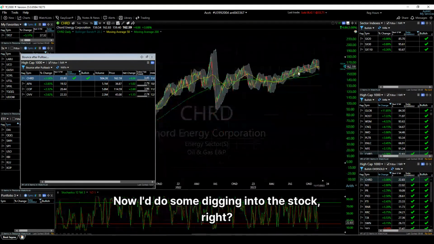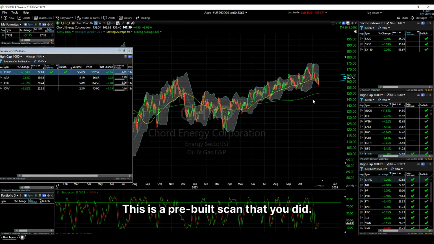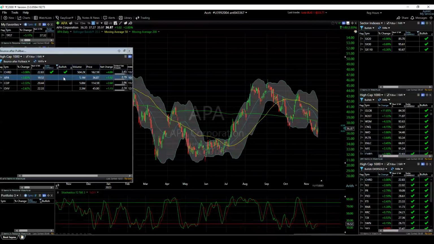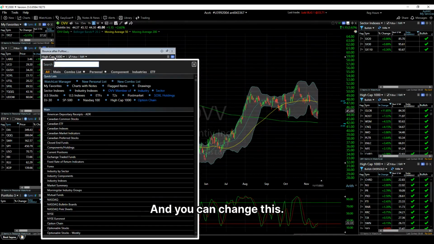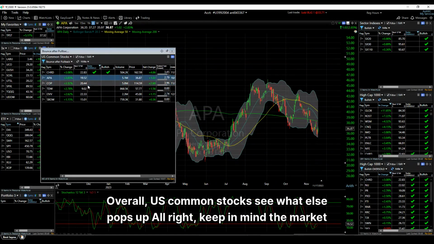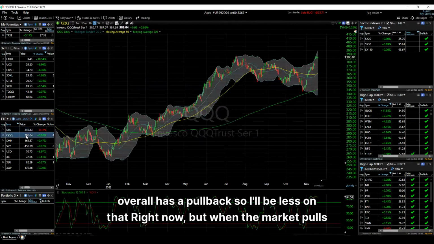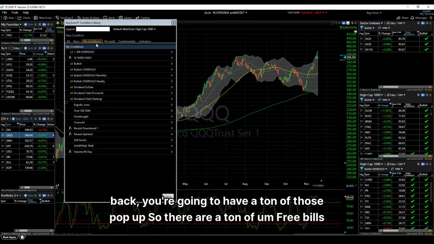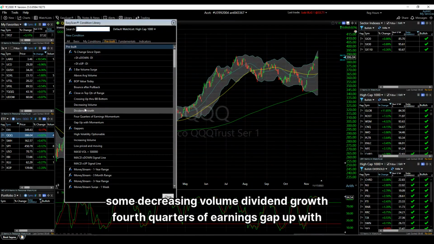Now I do some digging into the stock, right? So this is bounce after pullback. This is a pre-built scan. You could scan for all the stocks that bounce after basically a pullback. And you can change this. Right now mine's on high cap 2000. You can go for overall US common stocks and see what else pops up. Keep in mind the market overall has a pullback, so it'll be less on that right now. But when the market pulls back, you're going to have a ton of those pop up. So there are a ton of pre-built ones: decreasing volume, dividend growth, fourth quarter earnings, gap up with momentum.